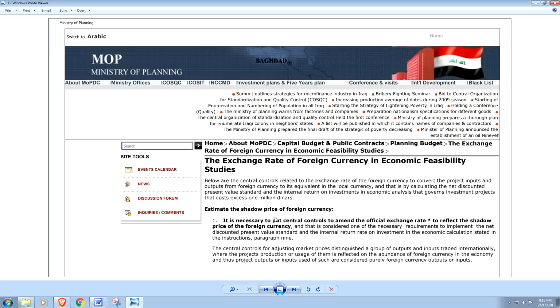The shadow price, okay? It is necessary to put central controls to amend the official exchange rate to reflect the shadow price of the foreign currency, and that is considered one of the necessary requirements to implement the net discounted present value standard and the internal return rate of investment in economical calculations stated in the instructions in paragraph 9.